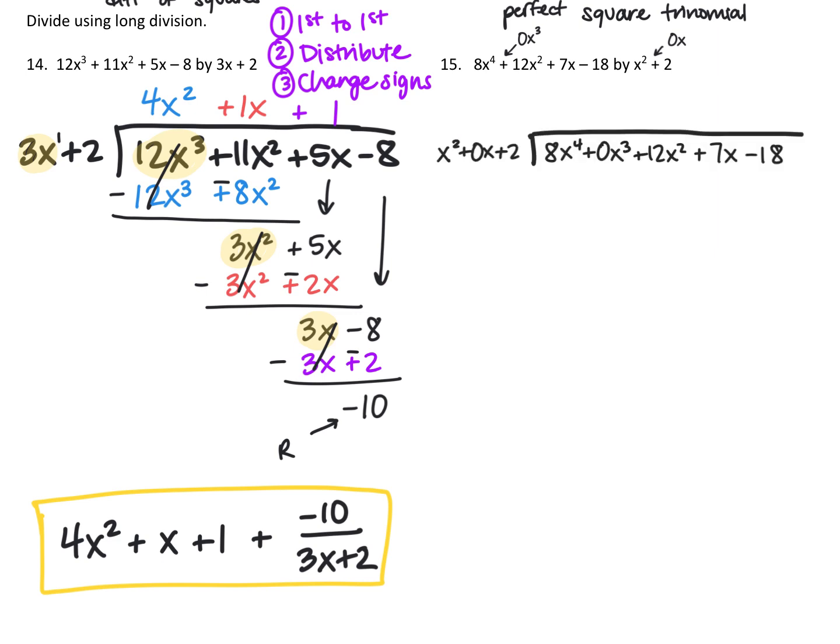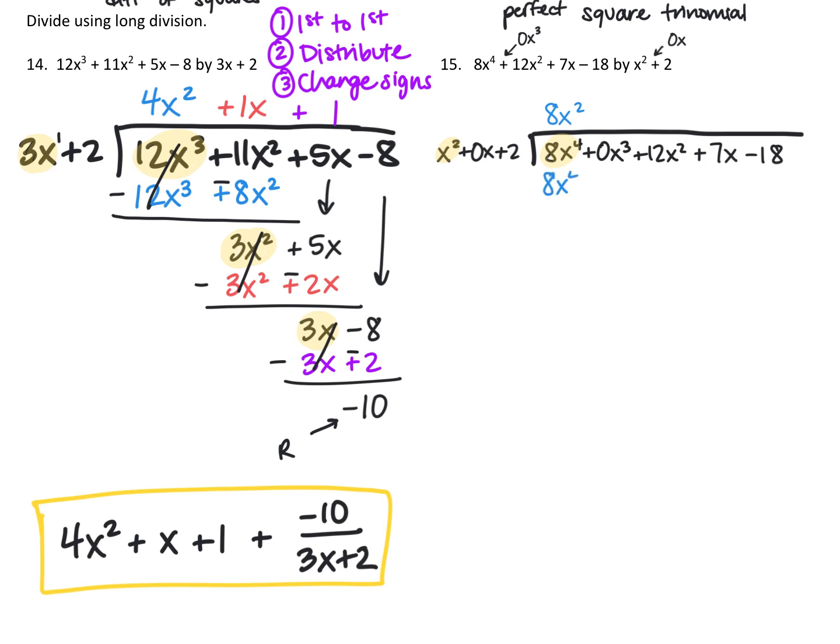All right, and we just follow the same process. So first to first, x squared times what gets me 8x to the fourth? That would be 8x squared, so I add my exponents. Now I distribute that to all three of these. So that would be 8x to the fourth.